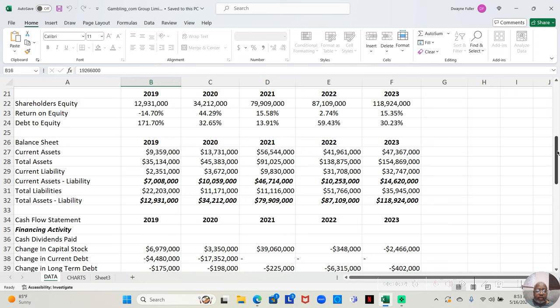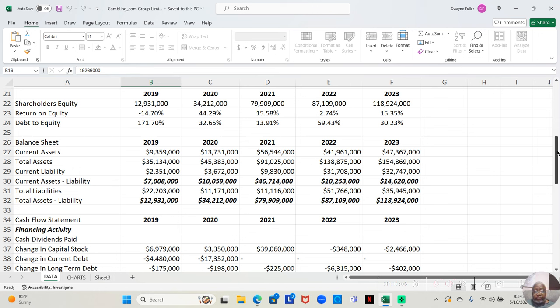And as we look at this stock and look at the debt to equity, the first year was 171.70. That was 2019. So under 200, still acceptable. But the next few years were amazing. 32.65% in 2020, 13.91% in 2021, 59.43% in 2022 and 30.23% in 2023. Now, notice this isn't money coming in, this is debt. So we love to see low debt.